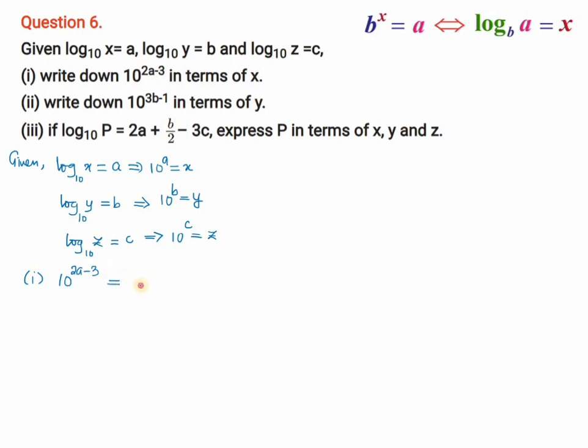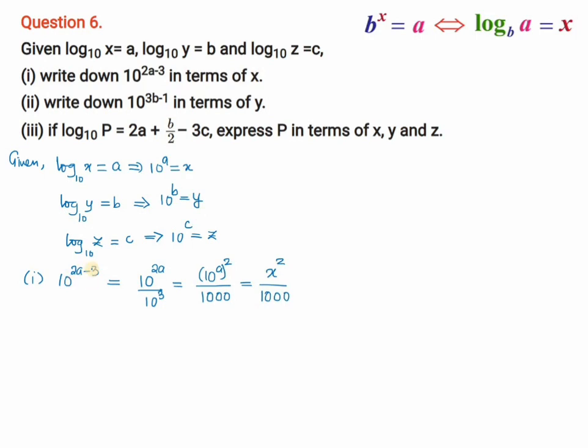So can I write this as 10 to the power 2a by 10 cube? Yes, so definitely it is in the form of a to the power m minus n, which is a to the power m by a to the power n. You have learnt in your exponents chapter, please remember. So this numerator can be written as 10 to the power a whole square divided by denominator is 1000. So then 10 to the power a is x. So it is basically x square by 1000. So this is the first answer.